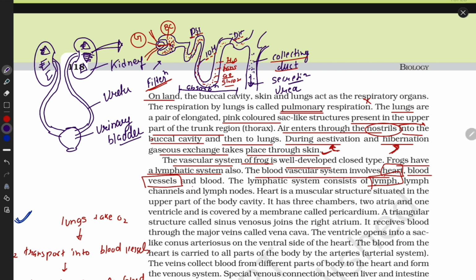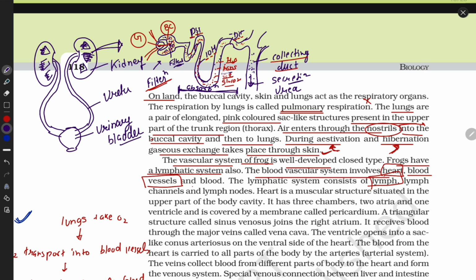Nephrons are present here. They filter the blood and collect all kinds of waste. Now, in the PCT, loop of Henle, and DCT, what do they do? They absorb what? Important water. If this filtrate has important water, they can absorb water.